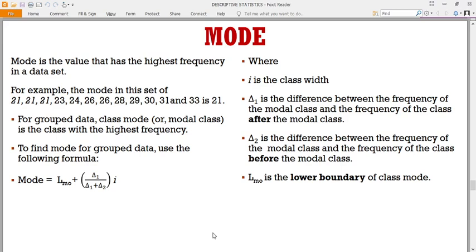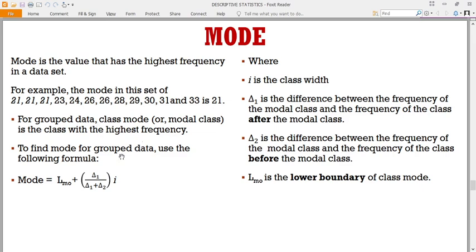Now looking at the mode, a mode is that value that has the highest frequency in a data set. If the data is ungrouped, for example if I have such values, you look out for what is appearing most, or which one has the highest frequency. 21 is appearing 1, 2, 3, 4. Then 26 is 1, 2. Yes, I think the mode is 21. You look out for the one that has the highest frequency.